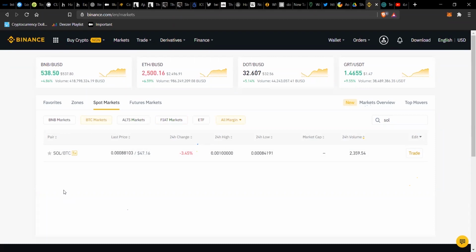You see. So for example, let's say I deposited USDT in my wallet now. I have USDT in my wallet, and then someone tells me to buy SOL, which is Solana. And then I come over to search for SOL. And after searching for it, I can see that it is paired against only BTC. And I have USDT in my wallet. What I will have to do is sell my USDT, buy Bitcoin, and then use Bitcoin to buy Solana.